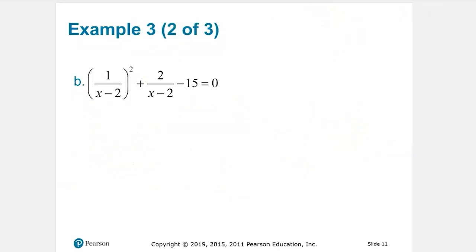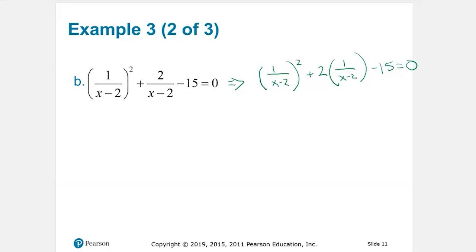Let's see another one that's similar but different. Okay. If I look at this, I'm gonna change this up a little so you can see better. But here I have 1 over x minus 2 quantity squared, and I'm going to change this to 2 times 1 over x minus 2 minus 15 equals 0.